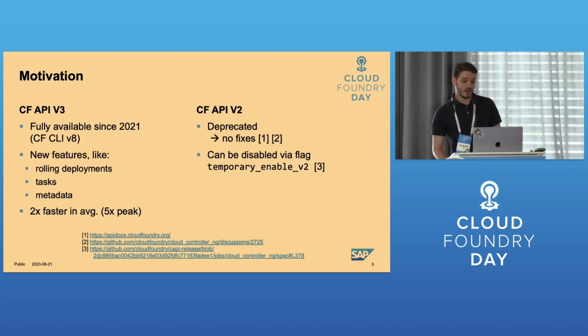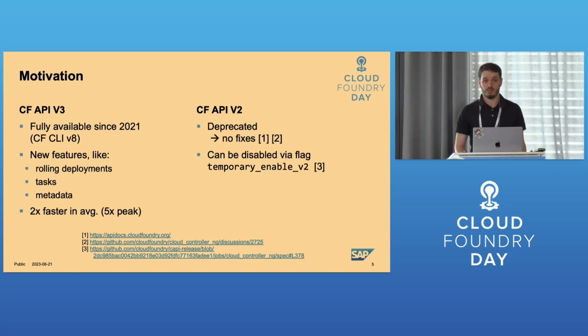The v2 API, on the other hand, has been deprecated for many years already, meaning there will be no more fixes or performance improvements, etc. You can actually see that when you go through the API docs, where there's a big notice that the API is deprecated. And actually, there's already a flag to disable the v2 API called temporary enable v2, which also highlights that v2 is deprecated and usage should switch over to v3.